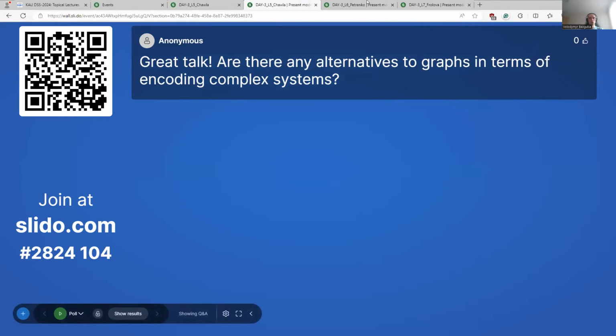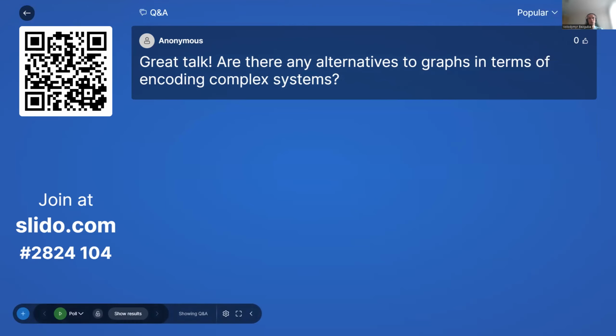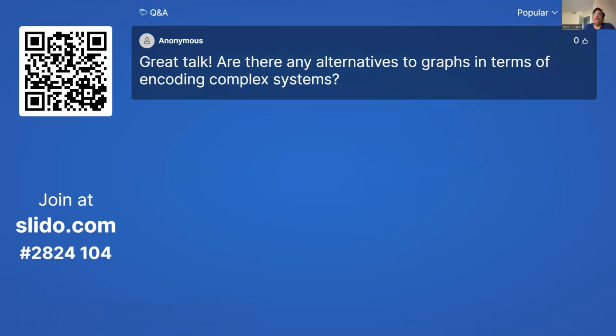Thank you. Another question is, are there any alternatives to graphs in terms of encoding complex systems? So, yes, one could. If you think of it, a complex system doesn't come and say, I'm a graph, right? But a graph just allows us to capture interactions among components of a complex system. One could even say, I'm just going to give you a sequence of things that happen, independent behaviors of these systems, then you put them all together.